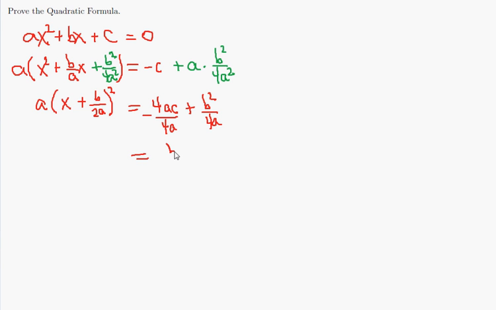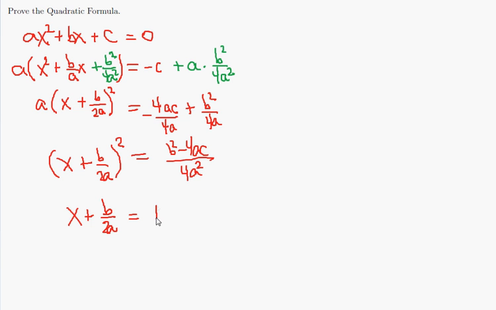Okay, so the right-hand side becomes b squared minus 4ac divided by 4a. Now let me divide this a down to the right side, so that becomes 4a squared. And then I get x plus b over 2a quantity squared. Okay, so something squared equals the right-hand side. That means the something is equal to plus or minus the square root of the right-hand side.